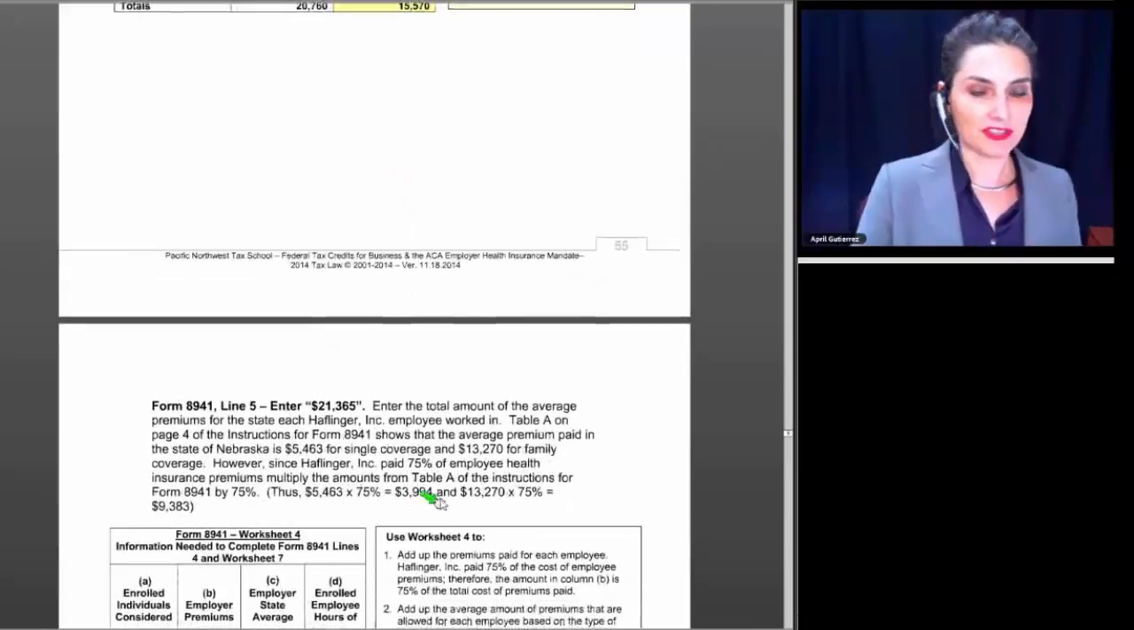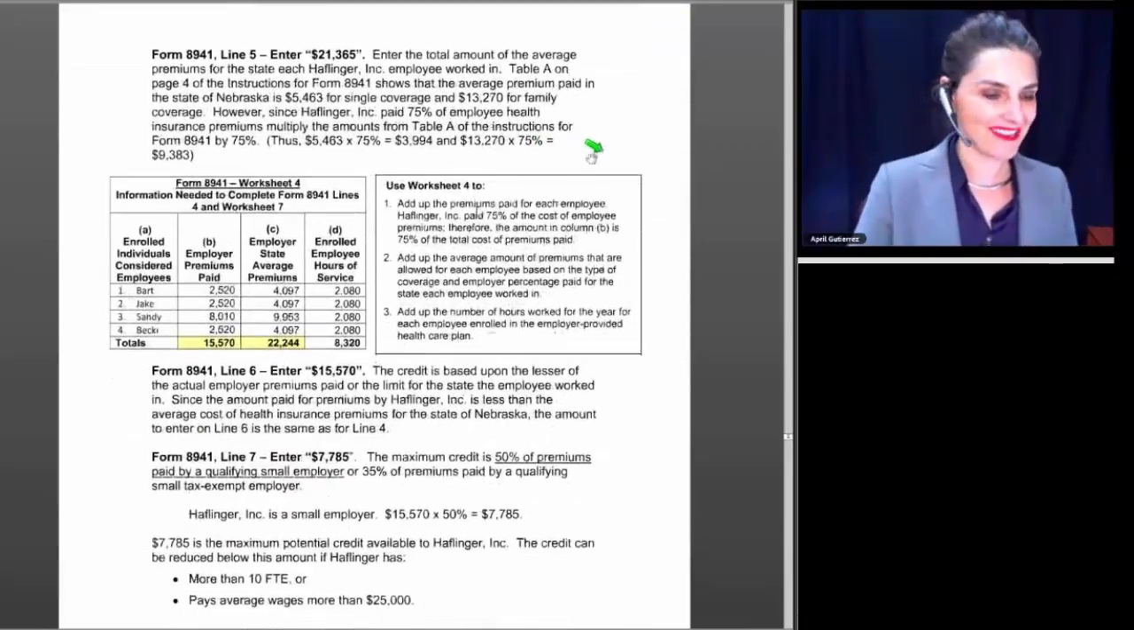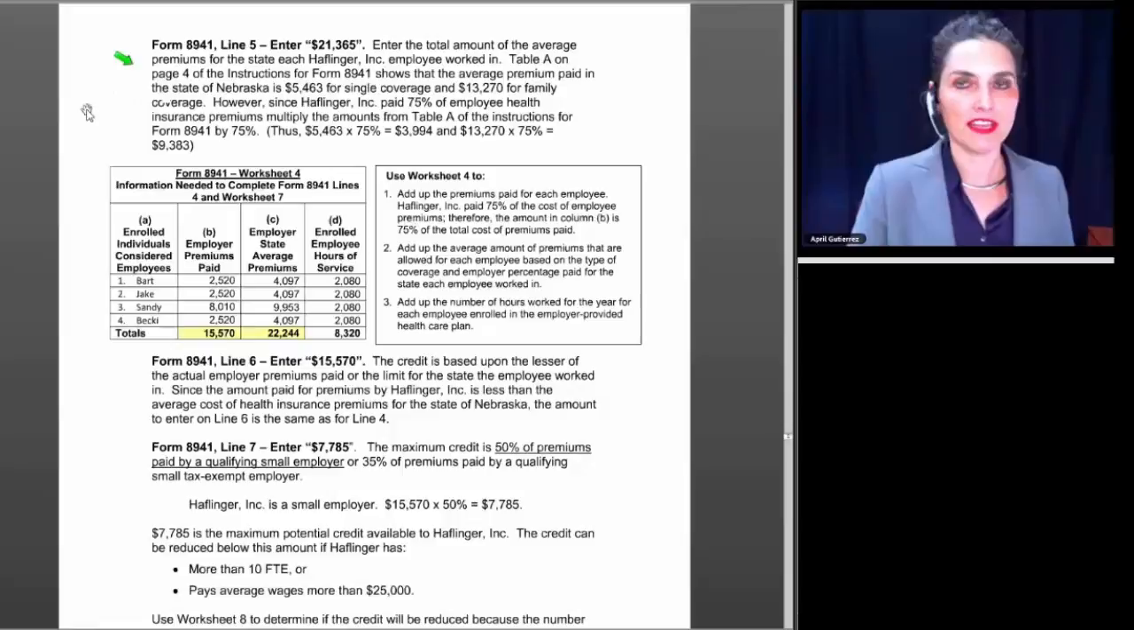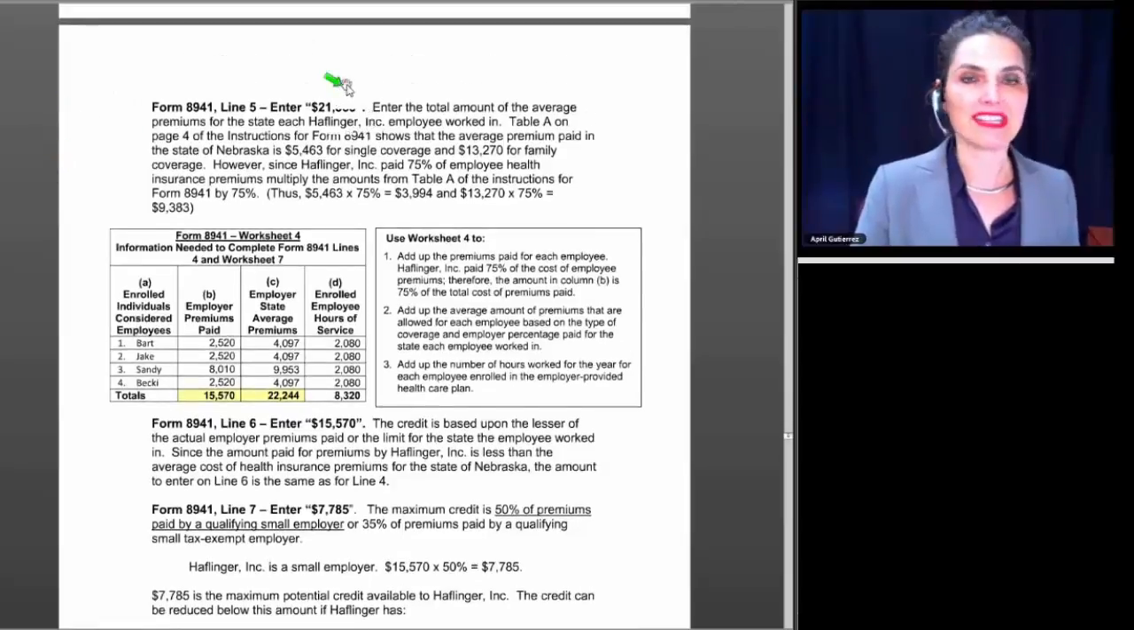Then we move on to line 5 of 8941. Of course, we need to do another worksheet. The number that we're going to enter on line 5 is $21,365, and to figure that, we're going to enter the total amount of average premiums for the state each Haflinger Inc. employee worked in. Well, this was a number that I wasn't actually able to update for you.